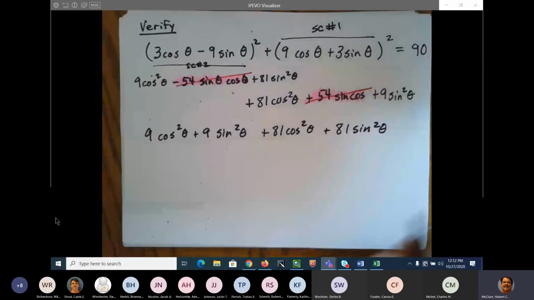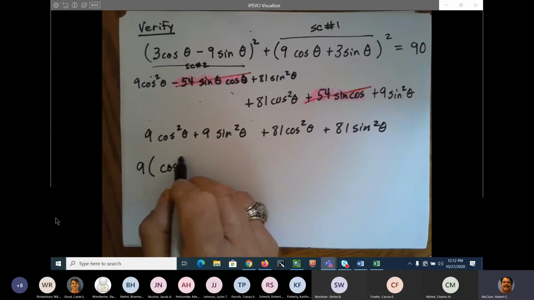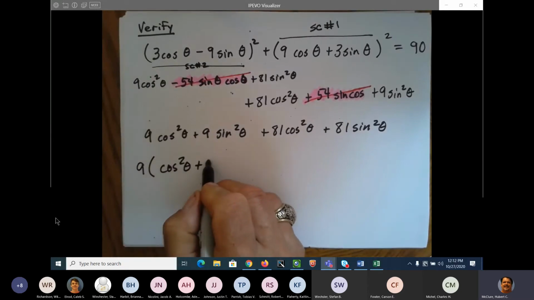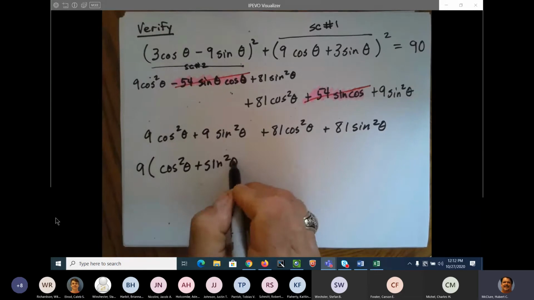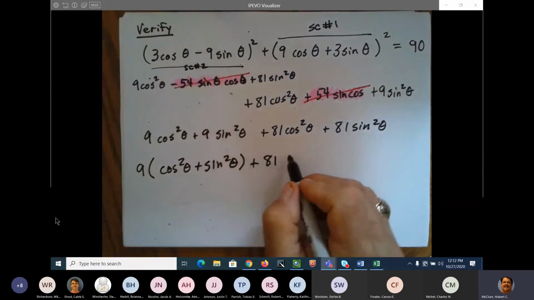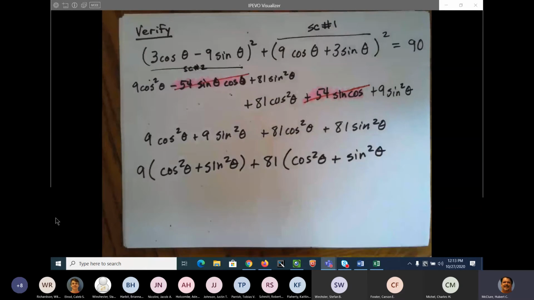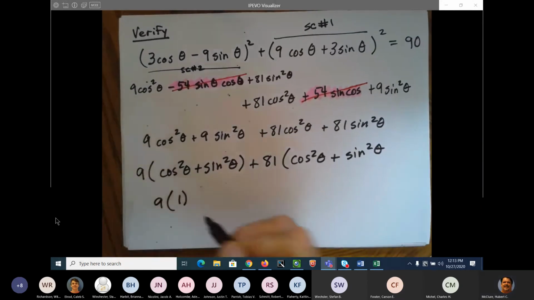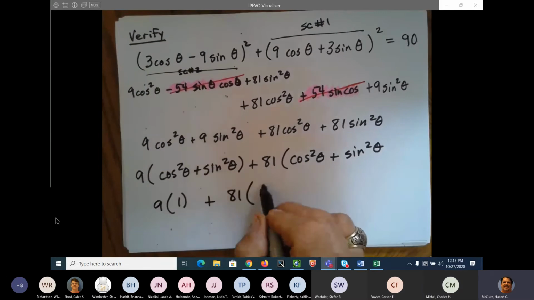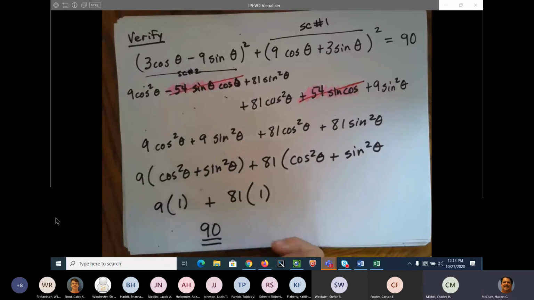Factor out a 9 here. That leaves you with cosine squared theta plus sine squared theta plus 81 cosine squared theta plus sine squared theta. And what's cosine squared plus sine squared? One. And what's 9 plus 81? 90. It's a miracle.